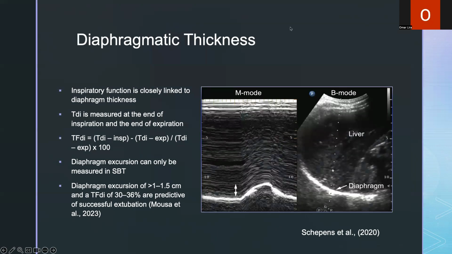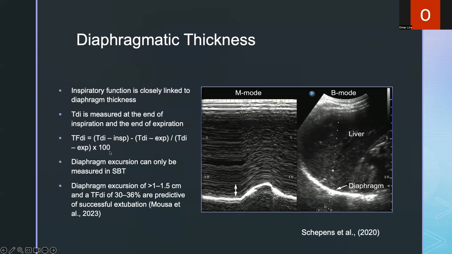Diaphragmatic thickness can be used to assess inspiratory function as it is closely linked to dysfunction of the diaphragm. Diaphragmatic thickness is measured at the end of inspiration and at the end of expiration. Diaphragmatic thickness fraction can be calculated using the difference between diaphragmatic thickness at inspiration and diaphragmatic thickness at expiration, divided by diaphragmatic thickness at expiration, multiplied by 100.